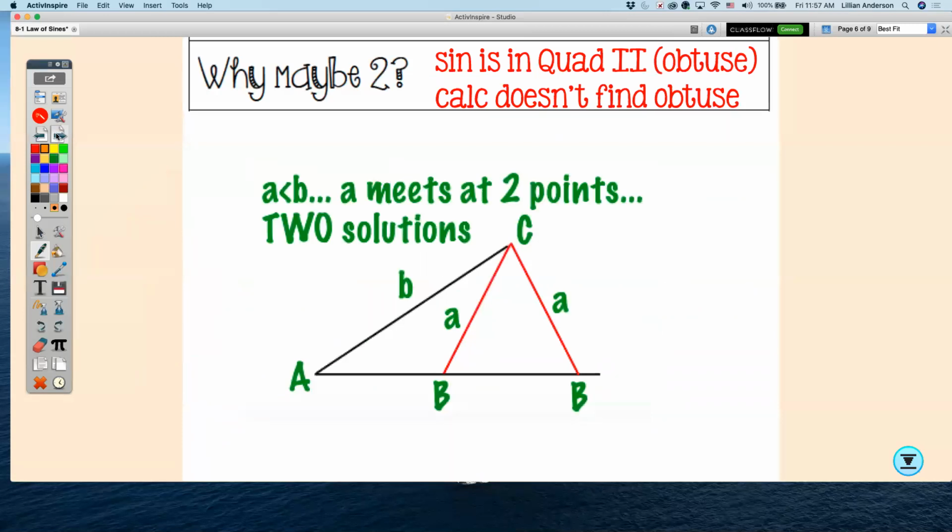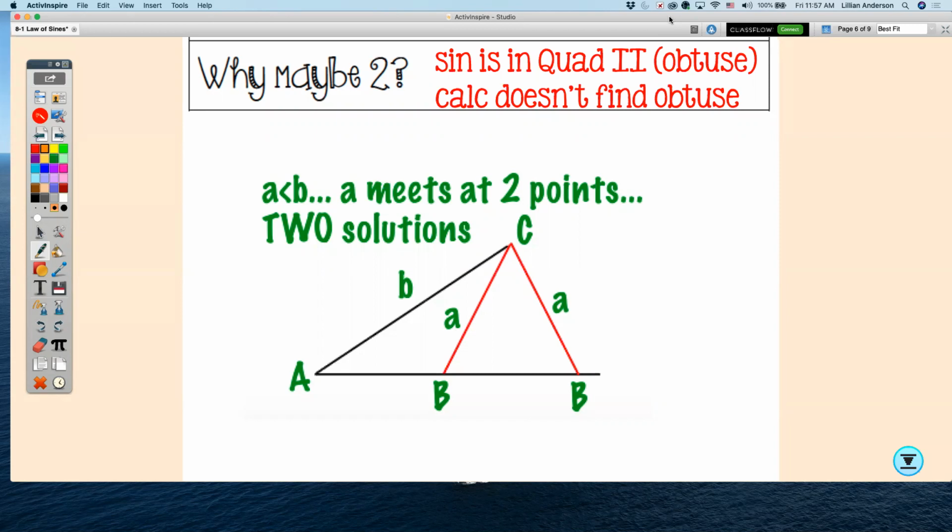You may have two triangles in the situation of a side-side angle case. This is because when you take the sine of an angle, remember, sine is positive in the first quadrant and the second quadrant. When you have an angle in the second quadrant, you have created an obtuse triangle. The calculator, when you are doing your calculations, doesn't find the obtuse angle, it only finds the acute angle.